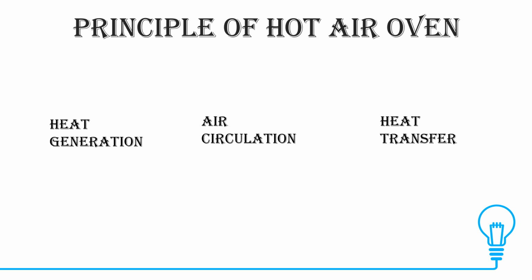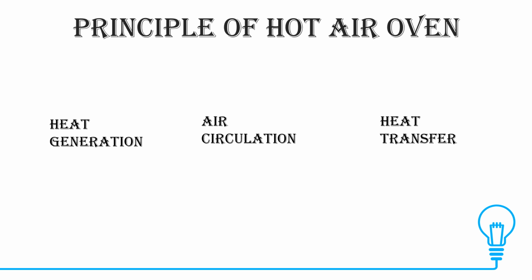Now we'll see about the principle of oven. In that, the first is heating. The hot air oven uses dry heat to transfer thermal energy to products or even the materials whatever it is inside the oven. The air is heated by electrical heaters and then circulated inside the oven using a fan or natural convection. This actually ensures that heat is distributed evenly across the surface of the product.